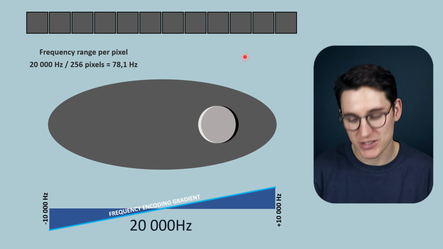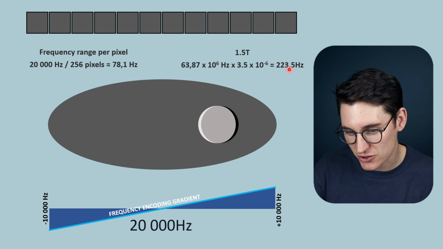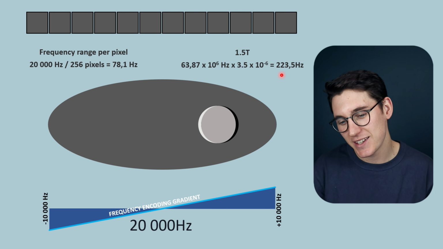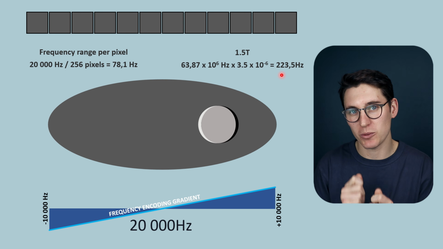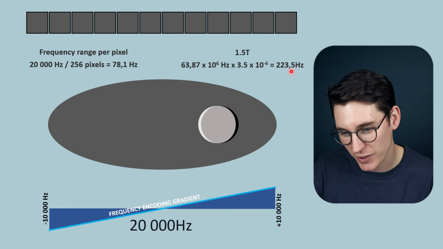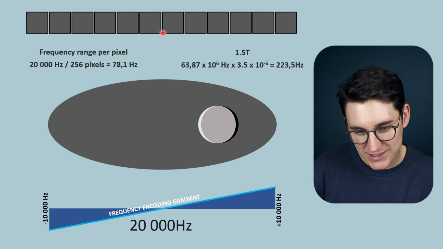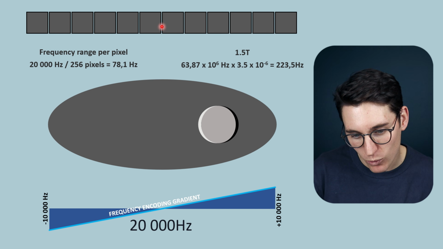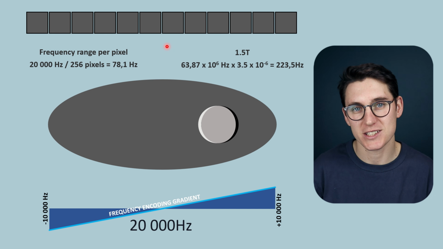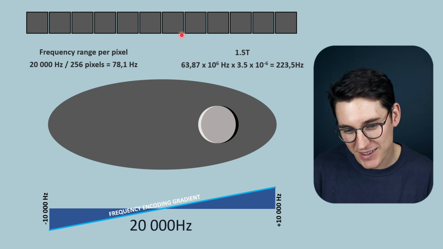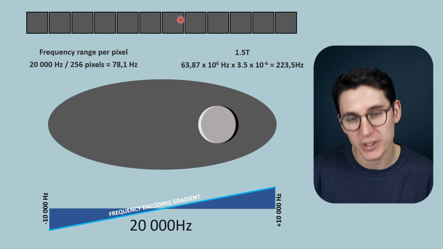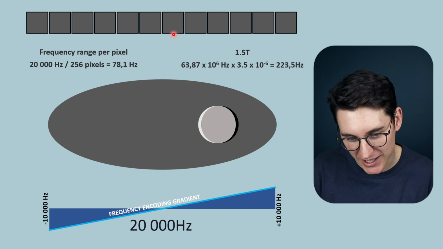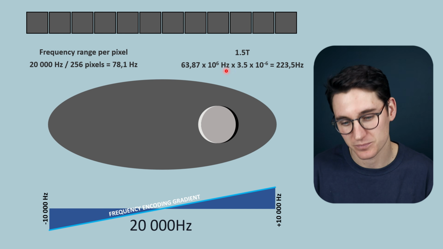And we see in this example, the range of frequencies that are bucketed into one pixel is 78.1 hertz. And we've seen that at a 1.5 Tesla field strength, this is what we calculated earlier, the difference in precessional frequencies between water and fat is 223.5 hertz. Say the edge of this pixel here was 64 million hertz, 64 megahertz. The other edge of this pixel here will be 64,078.1 hertz. There will be a 78.1 hertz difference across here.